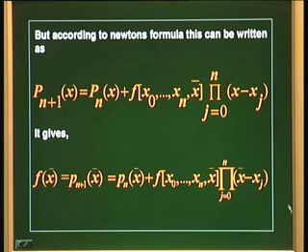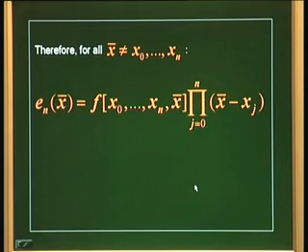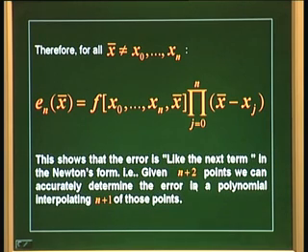So what we have done is, we had a polynomial of degree n which went through n plus 1 points, and we wanted to know the error in this polynomial. The way we estimate this error is by saying that there is a point x bar in between x0 and xn, and then we construct a polynomial of order n plus 1 which goes through this point, and we see that the error is actually the next term in the polynomial. Therefore, for all x bar which is not equal to any of these n plus 1 tabulated points, the error is this.